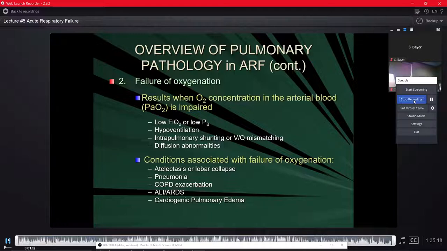So the reason for this particular issue is that I have a low fraction of oxygen that we're inhaling into the body. I'm not getting enough volume, I'm not breathing enough, my VQ is mismatched, or I have diffusion abnormalities. Remember, diffusion is the concept of a higher pressure gradient moving down to a lower pressure, because higher pressure always moves to an area of lower pressure.